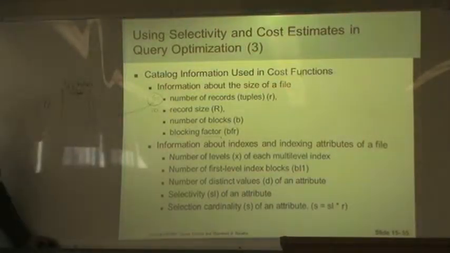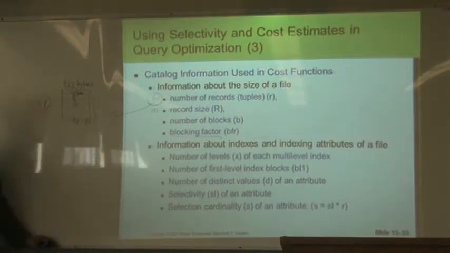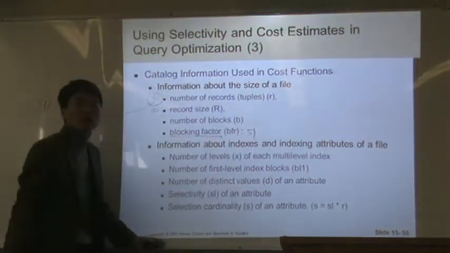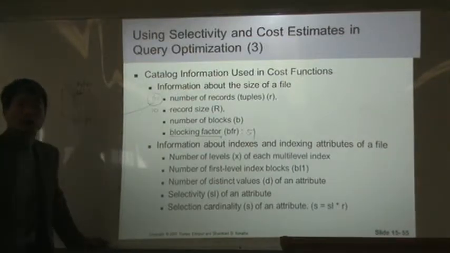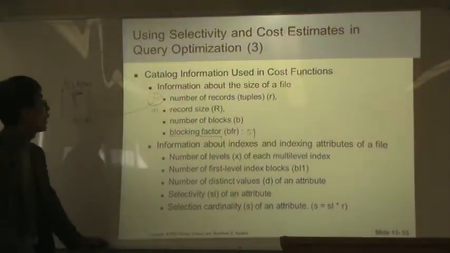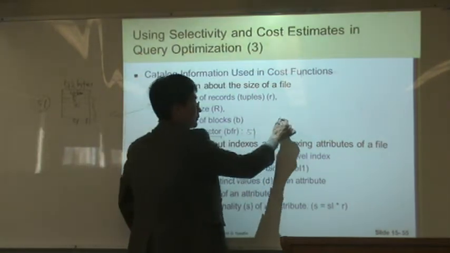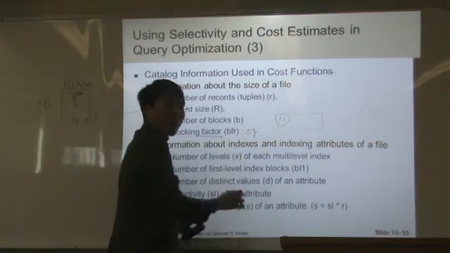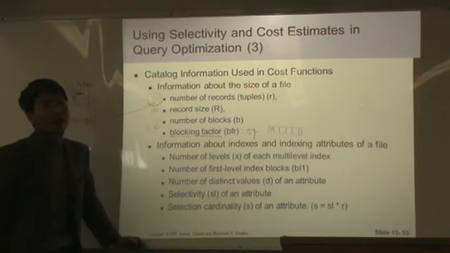51. Okay? 10 bytes, 10 bytes, 10 bytes, 10 bytes, up to 51 records. So at that time we are saying the blocking factor of this table is 51, which means on average, 51 records will stay in one block. In other words, if you have 500 records, how many blocks? 10 is enough because of 51, right? 10 blocks. So you need 10 blocks to keep all 500 tuples.